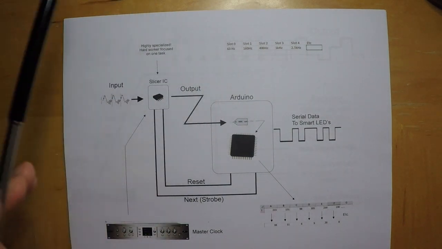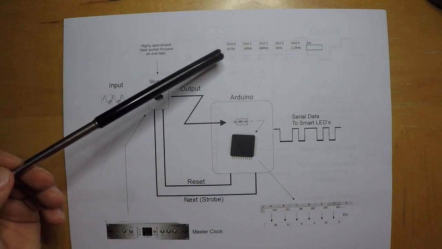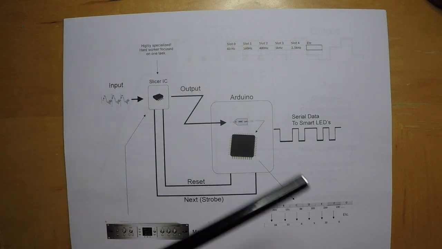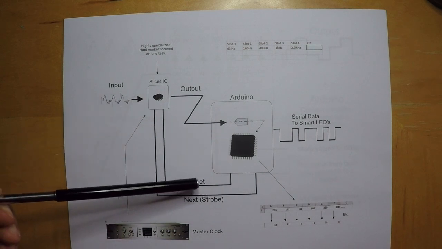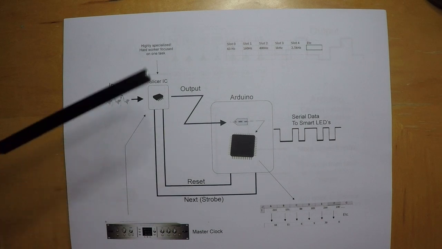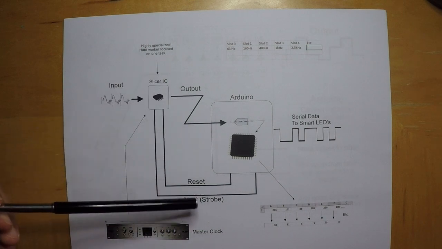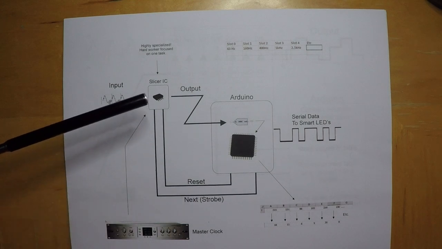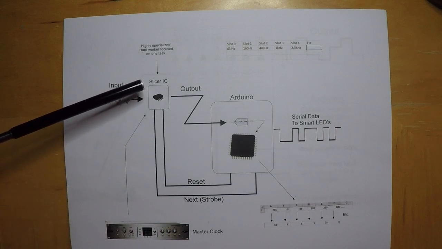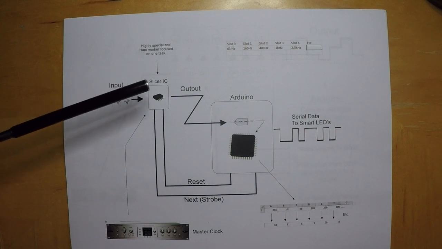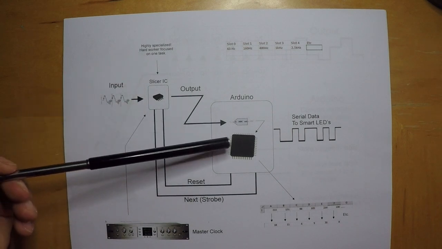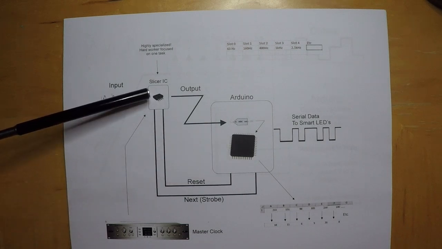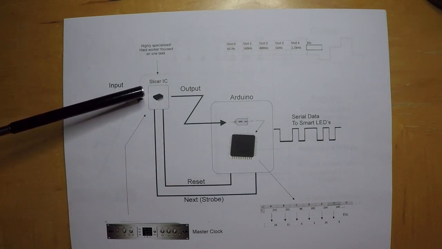Right, so if we can imagine that there are 7 slots inside this chip, the Arduino can tell the slicer IC to reset and start at slot 0, or it can tell it to go next and go from slot 0 to the next slot, or the next frequencies. And the Arduino is aware of how many slots the slicer IC has.